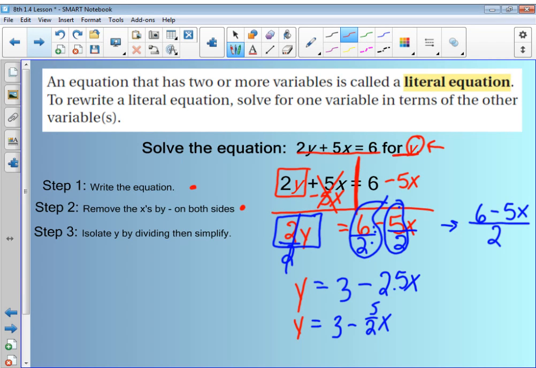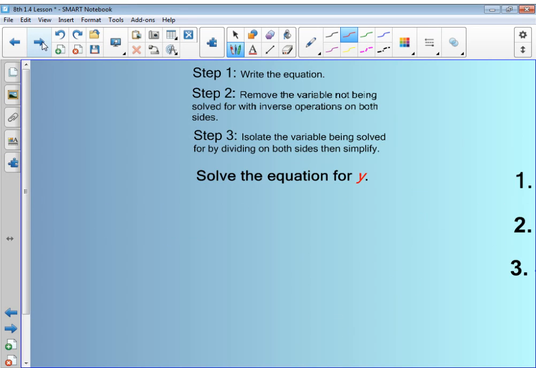Here they said to solve for y, so we wanted to isolate y. In this case, we removed any of the x's. Then we shifted those to the other side by doing the opposite. And then we worked to isolate the variable. So we worked to get y isolated by doing that division aspect. Okay, so let's try a couple more of these.